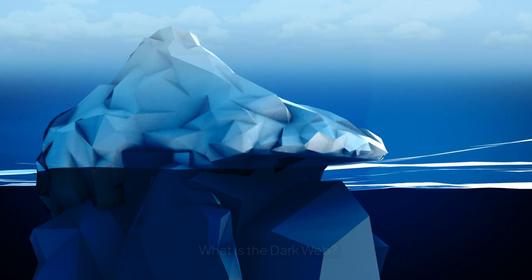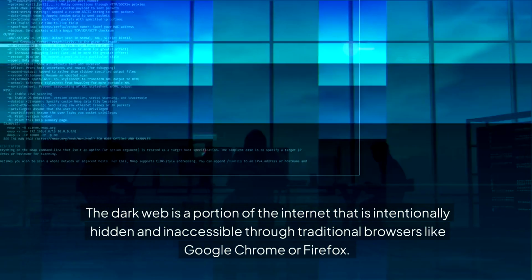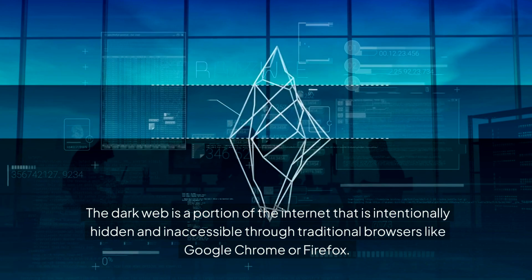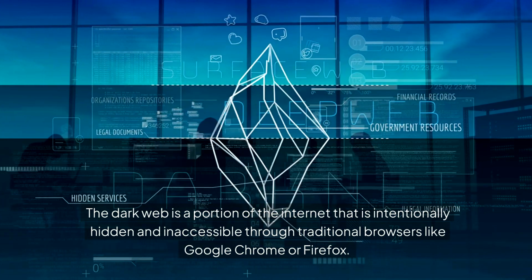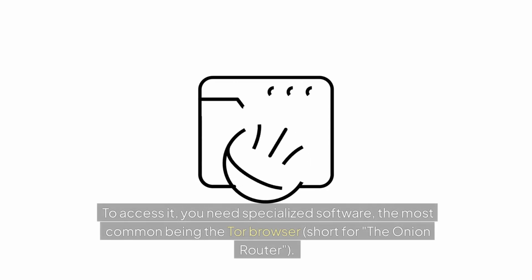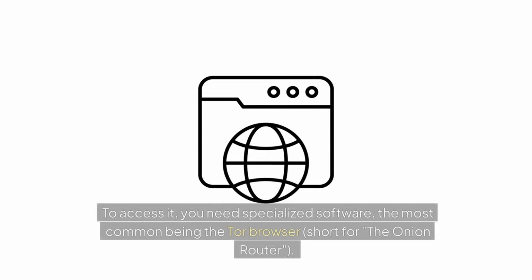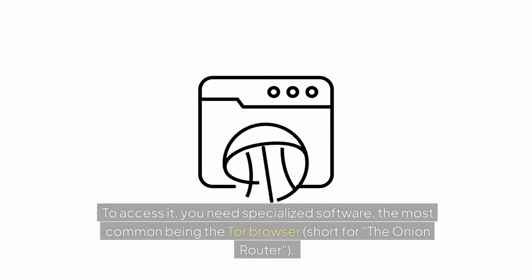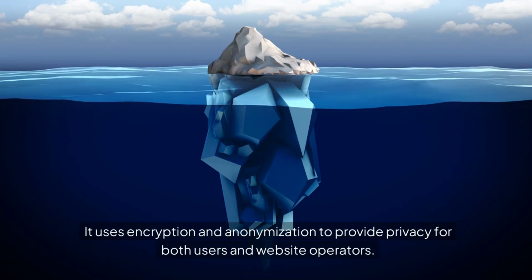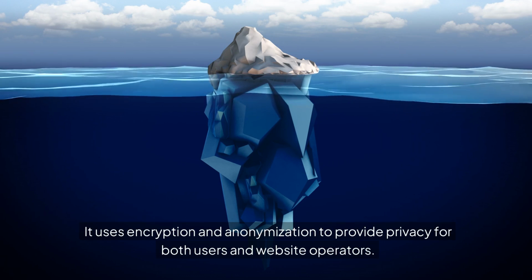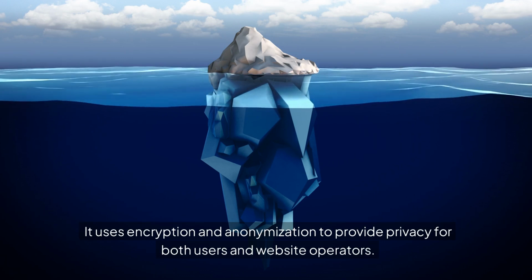What is the dark web? The dark web is a portion of the internet that is intentionally hidden and inaccessible through traditional browsers like Google Chrome or Firefox. To access it, you need specialized software, the most common being the Tor browser, short for the Onion Router. It uses encryption and anonymization to provide privacy for both users and website operators.